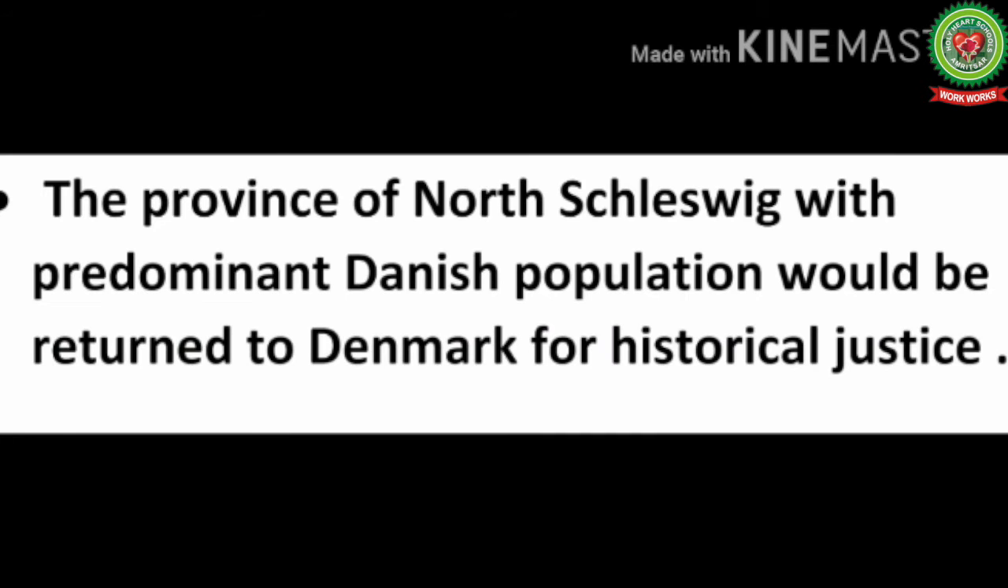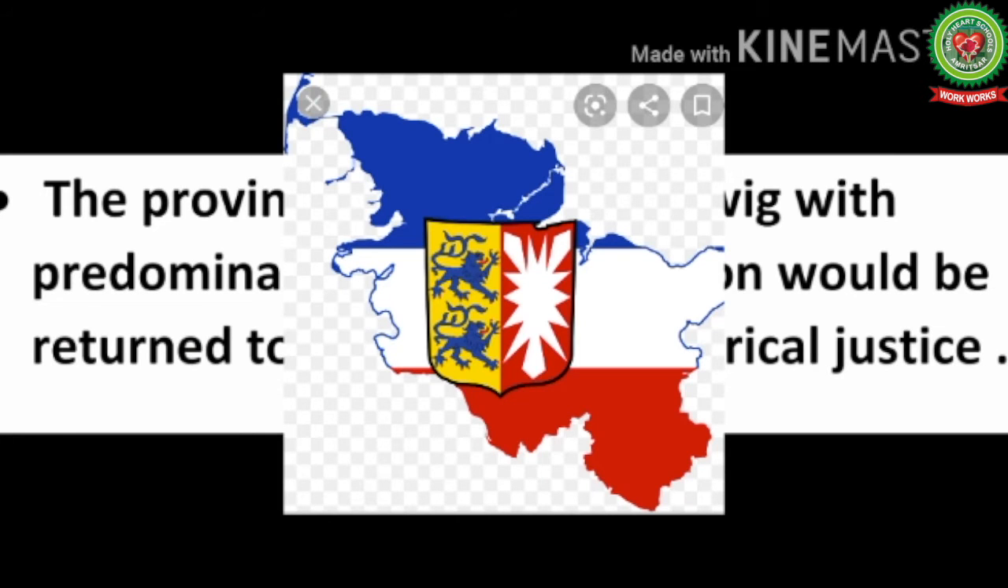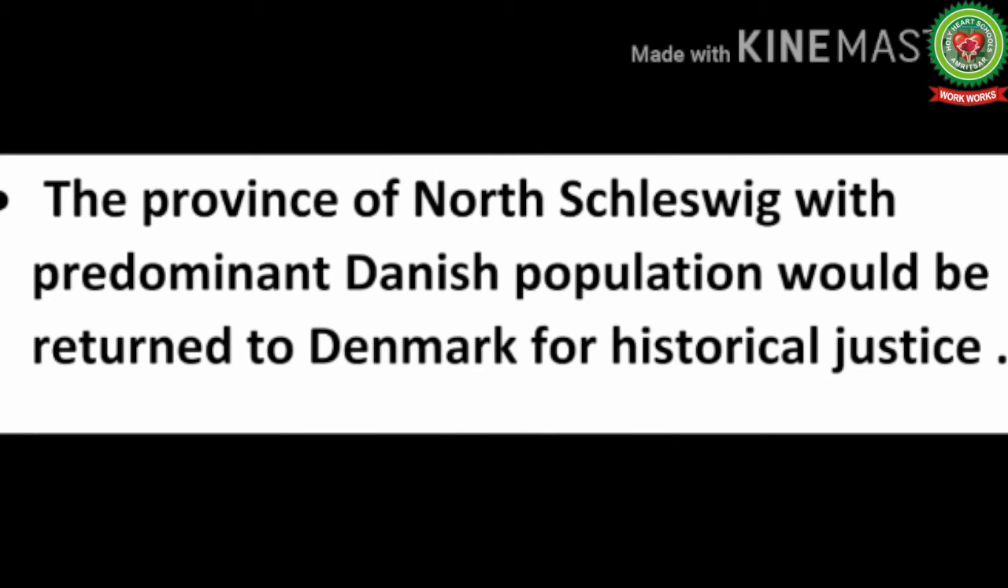The province of North Schleswig with a predominant Danish population would be returned to Denmark for historical justice. Before the First World War, Germany had captured North Schleswig from Denmark in a war. After a period of 60 to 65 years, this place was returned to Denmark to justify the wrong done by Kaiser William II and Bismarck, and Denmark was given justice.